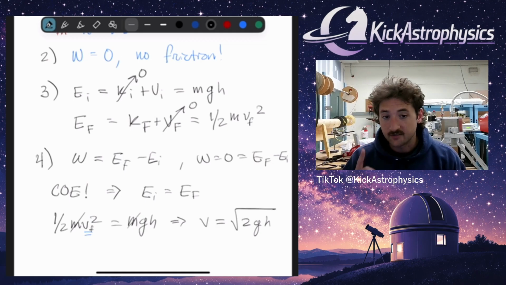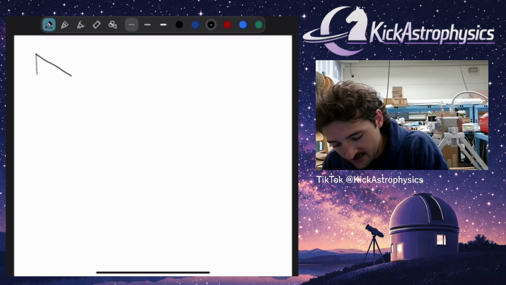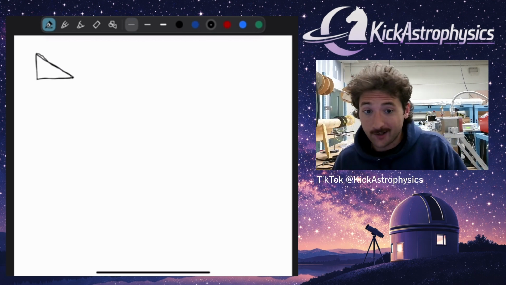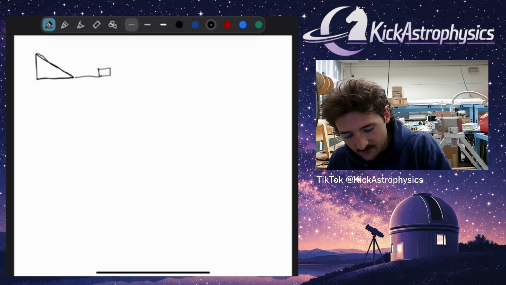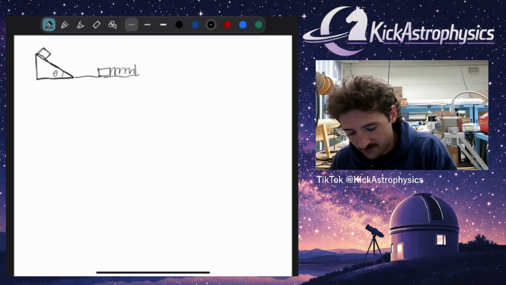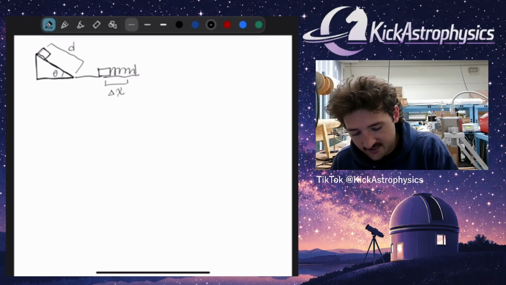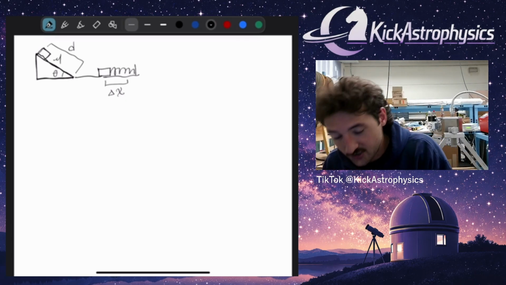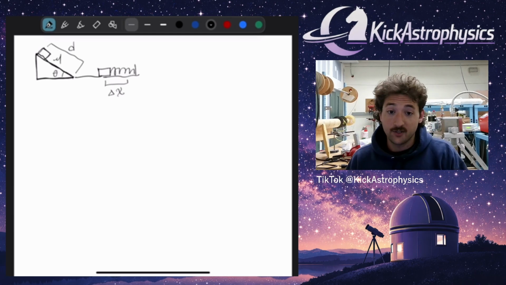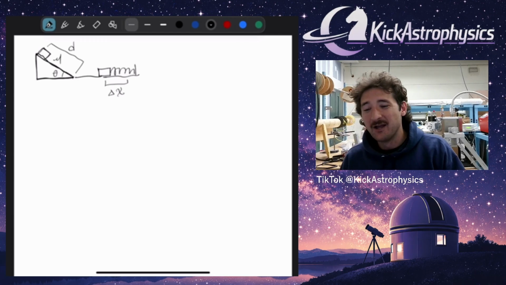All right. So now let's see if we can make this a little bit harder. So let's do the same thing, but let's ramp it up quite a bit. So let's say that we have the same instance, but now we have some angle theta, some distance d, some compression in the spring, delta x, and some coefficient of friction on the incline, mu. So I added quite a few things. I'm basically building a mousetrap right now, but we can do it.